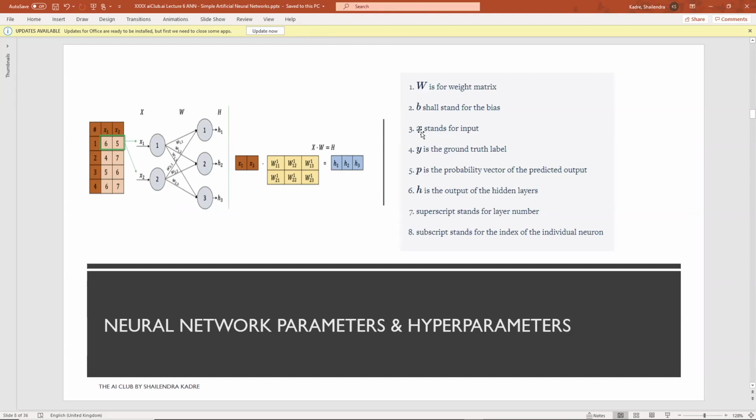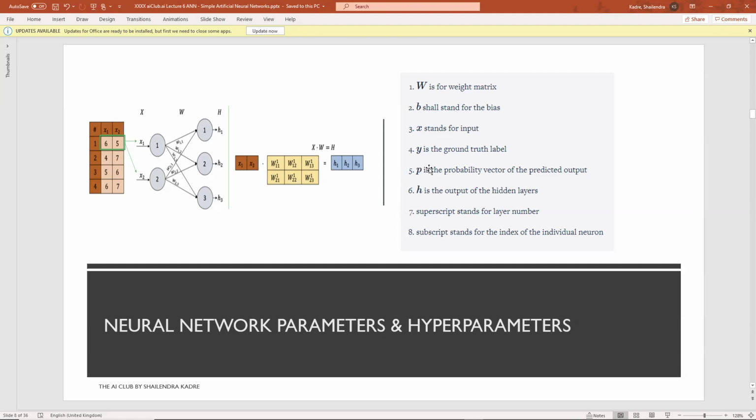X is the input, which is nothing but our historical data, image data or something. Y is the ground truth. Ground truth means we already know which class is positive and which class is negative, right? We already know yes or no in our data, and with that data we train our machine learning model. So that is called the target variable. The target variable is known at the time of training, and we denote it as Y.